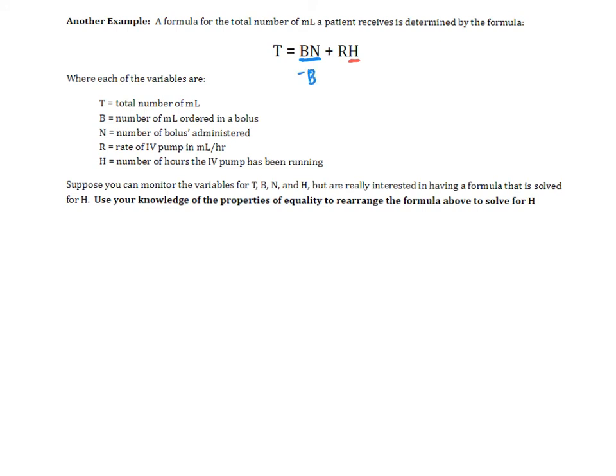I'm going to subtract a value of Bn from both sides. I know that looks a little weird, but it's just like if this was a 5 or a 7 or a 22. We would subtract that quantity from both sides. On the right-hand side, we would be left with just R times H. And on the left-hand side, there's nothing to simplify. So I can only write the difference here, T minus B times N.